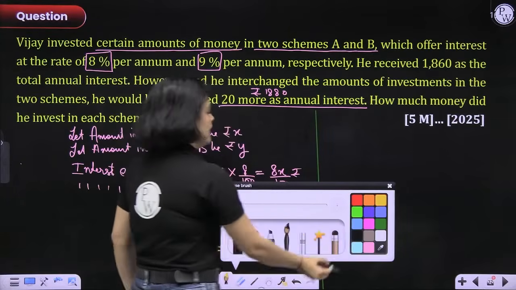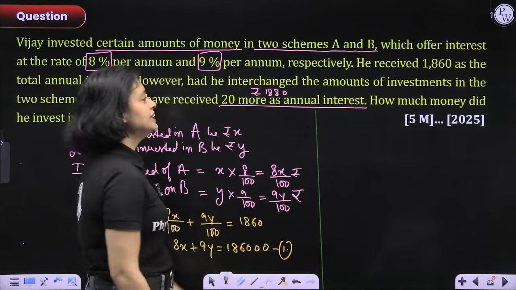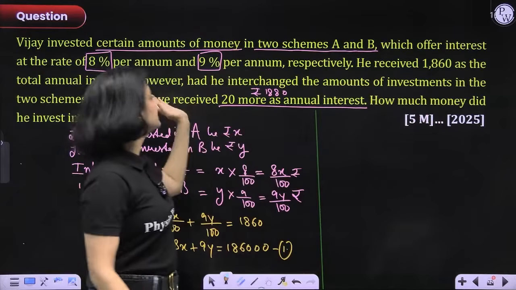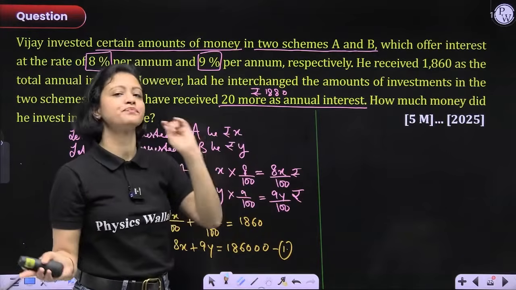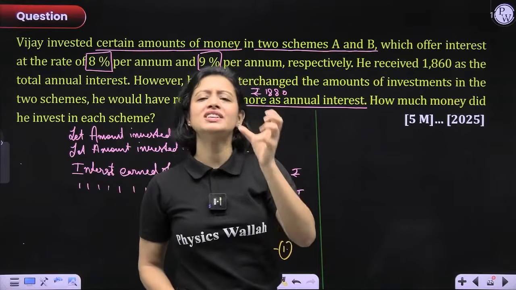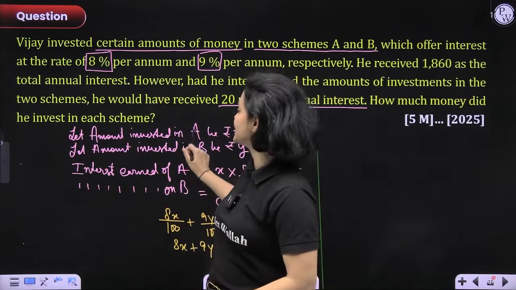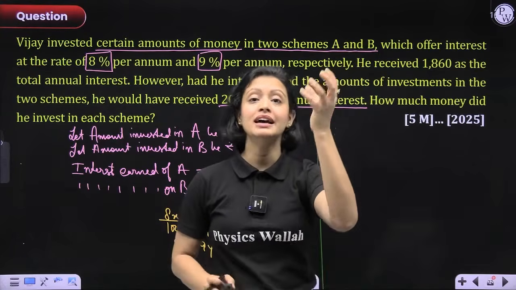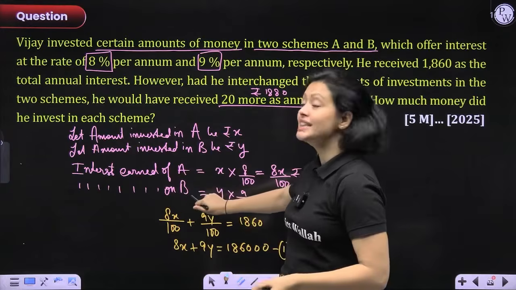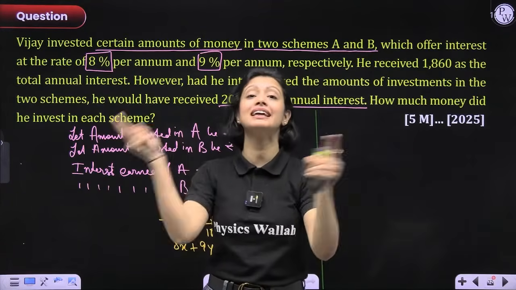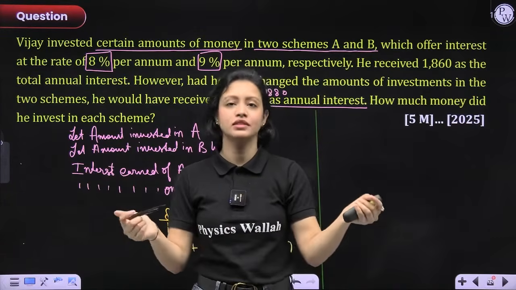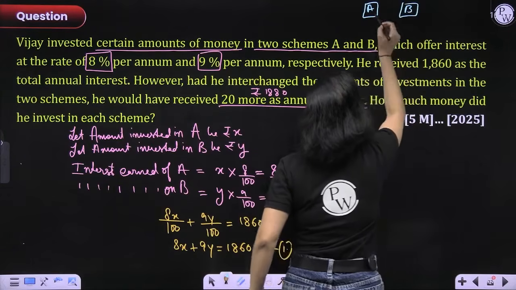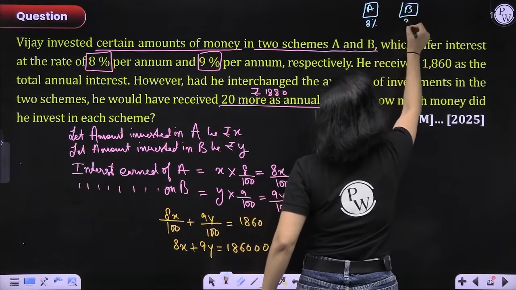Now, for equation number 2, what are they saying? They are saying that if the amounts of investments in both the schemes would have been exchanged, matlab, the amount that was previously invested in A would be invested in B. Matlab, the first amount is now on the interest 9%. We have to basically cross multiply interest. Do you understand? See here, this is A, this is B. Previously on A, 8% interest was earned, here 9% interest.